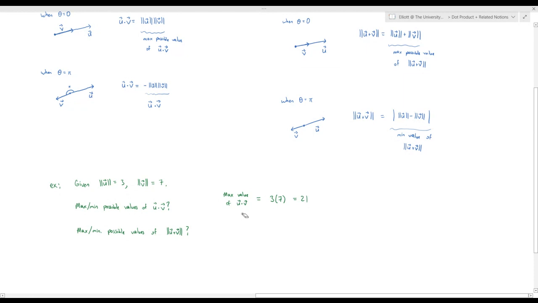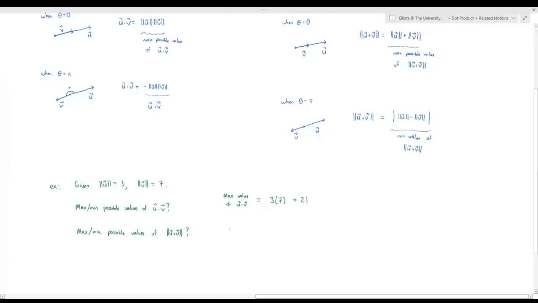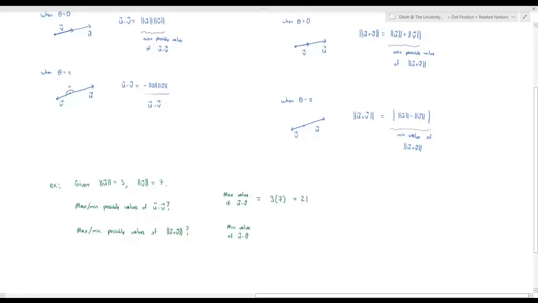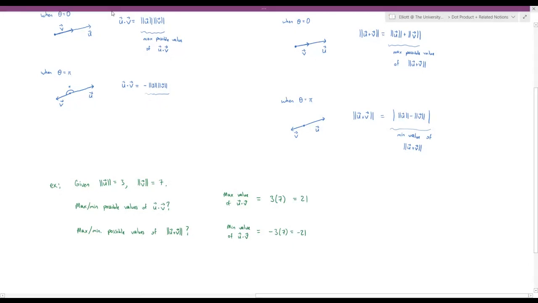And the dot product would be equal to 21 specifically if the two vectors were pointing in the same direction. The minimum possible value of the dot product is the opposite of this. So just negative 3 times 7, so negative 21 is the minimal possible value.